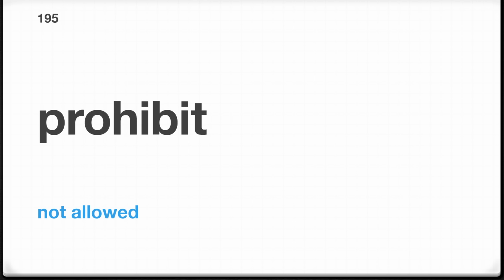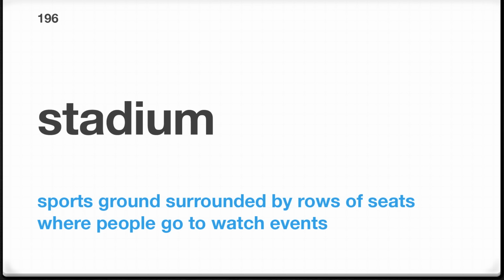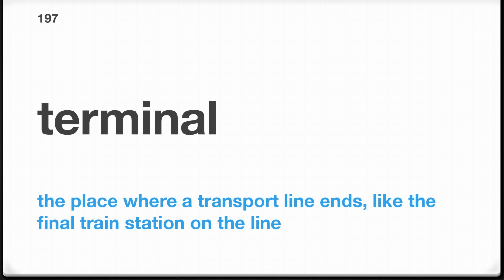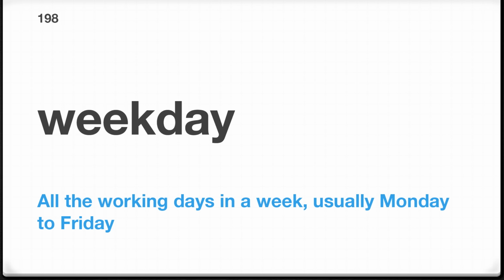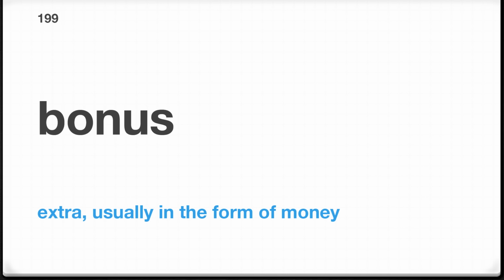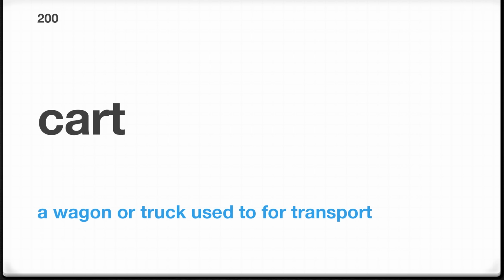Not allowed. Prohibit. Sports ground surrounded by rows of seats where people go to watch events. Stadium. The place where a transport line ends, like the final train station on the line. Terminal. All the working days in a week, usually Monday to Friday. Weekday. Extra, usually in the form of money. Bonus. A wagon or truck used for transport. Cart.